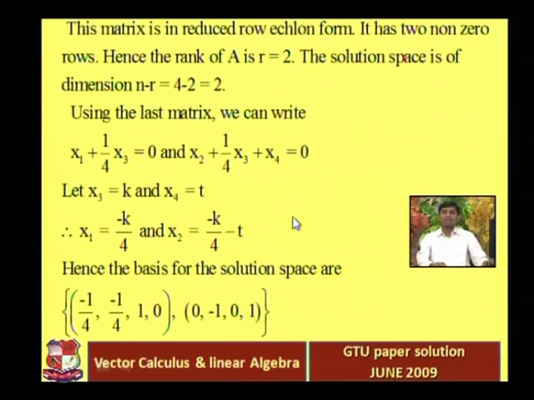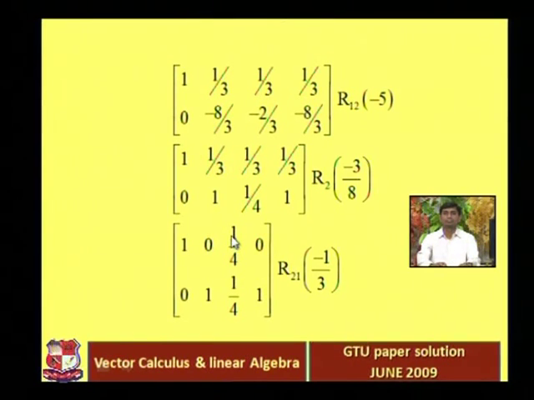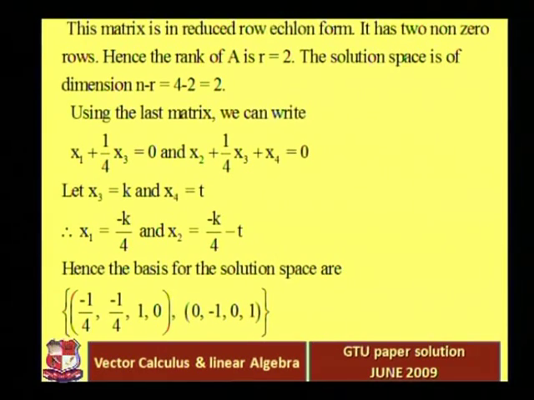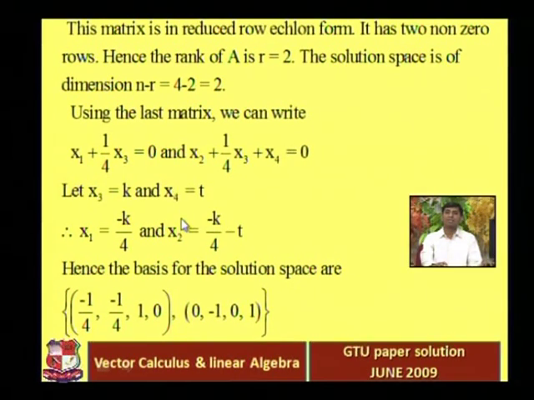in which columns do we not have a leading entry? Third and fourth column. You can see in the first column we have a leading entry, in the second column we have a leading entry, but in the third and fourth columns we don't have a leading entry. So that's why we take x3 equal to k, x3 and x4, those two variables are our free variables now. Because the third and fourth columns do not have a leading entry, x3 is equal to k and x4 is equal to t, right?